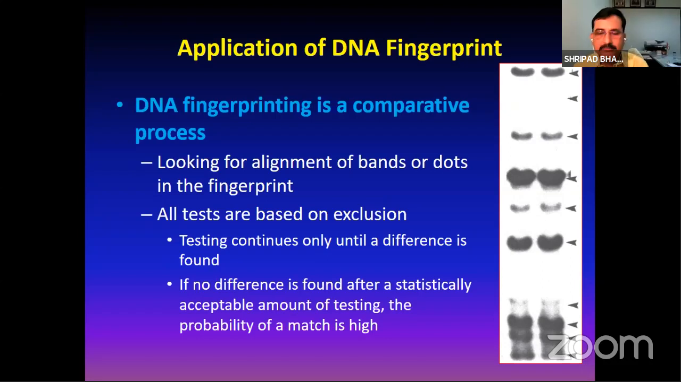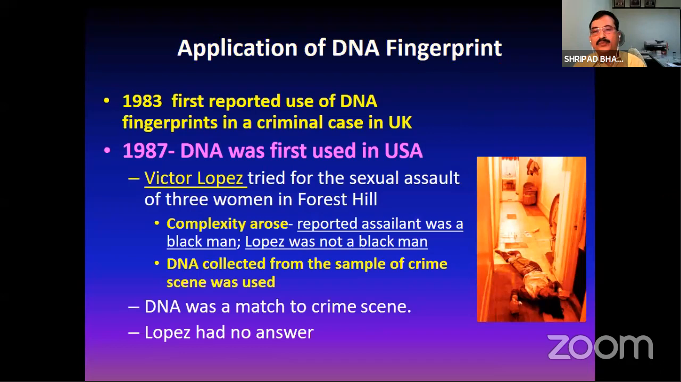All right. Now, it was used for legal purposes in 1983 in the UK. There was a murder case, and then they used this DNA fingerprint. In 1987, in the USA, what happened? This particular fellow, Victor Lopez, assaulted three women. But initially, everybody believed the person who assaulted these women was black. But Victor Lopez was not black.